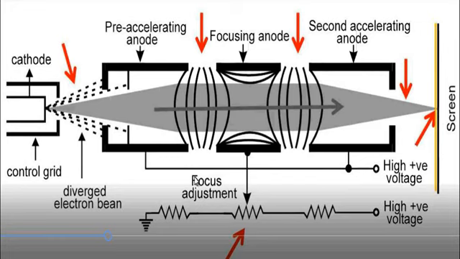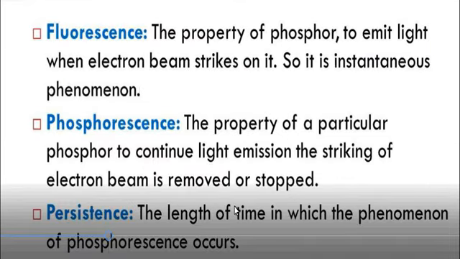Now this whole process contains some important points or terms. The three terms are fluorescence, the property of phosphor to emit light when the electron beam strikes on it, which is an instantaneous phenomenon. Phosphorescence, the property of a particular phosphor to continue light emission after the striking of the electron beam is removed or stopped. Persistence, the length of time in which the phenomenon of phosphorescence occurs.